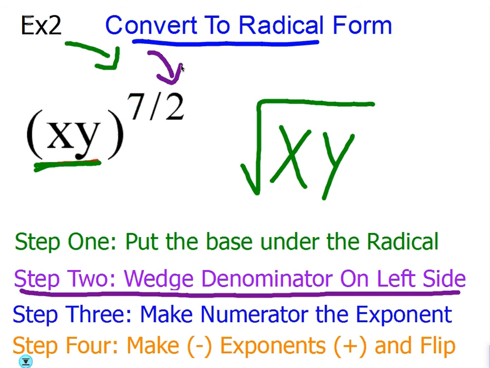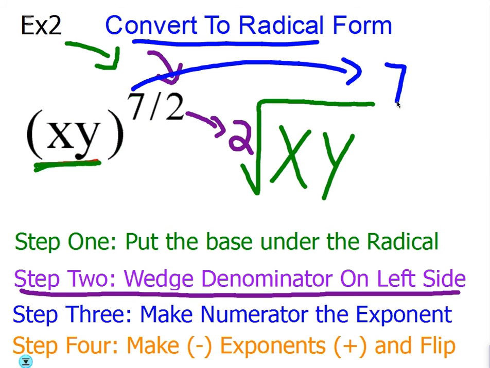2. So it's just going to become the index. Now, like I said, you don't actually have to put a 2 there. I know it's kind of confusing, but it's implied that square root means second root. I'm just going to put it there just so you guys kind of know that it's there. I'll simplify it in a second. And then we're going to take the numerator, like we did before, which in this case is 7, make it the exponent. That's it.